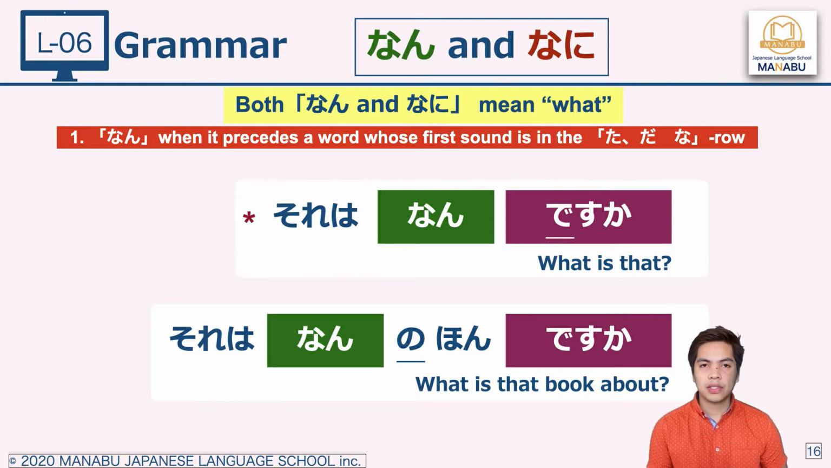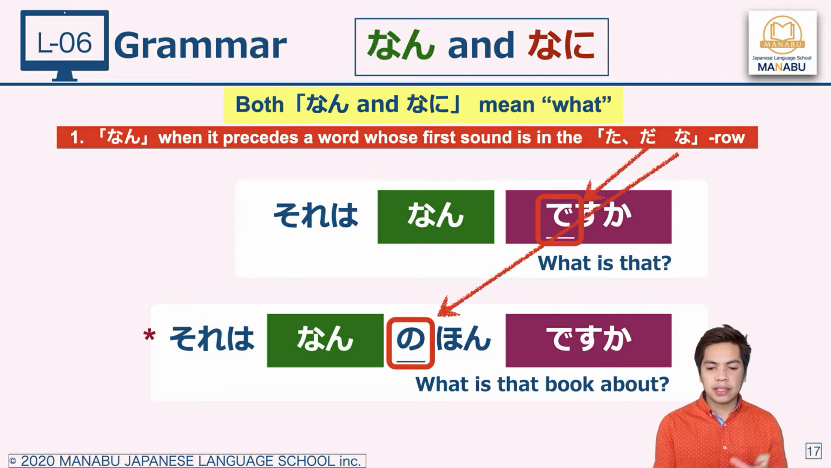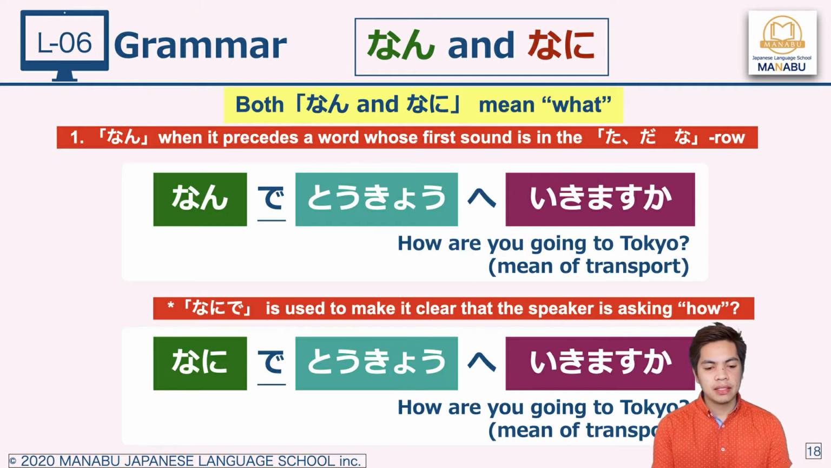For example, sore wa nan desu ka? What is that? We use the word nan because the following word starts with the character de. So it's in the da row. So nan desu ka. Okay? Another example is sore wa nan no hon desu ka? We used nan again because the following word starts with the no character. So it's in the na row. Na, ni, nu, ne, no. Nan, no. Another example is nan de.